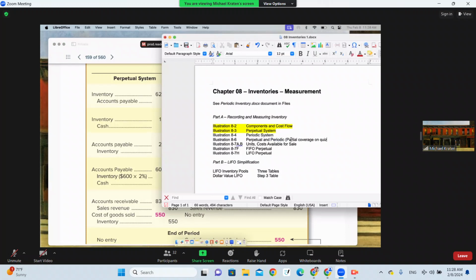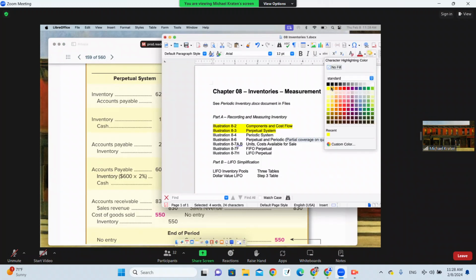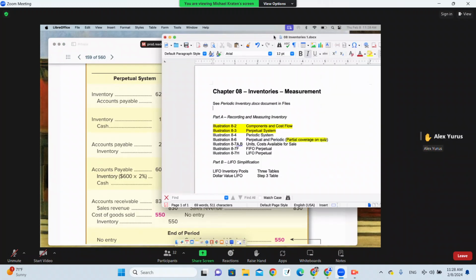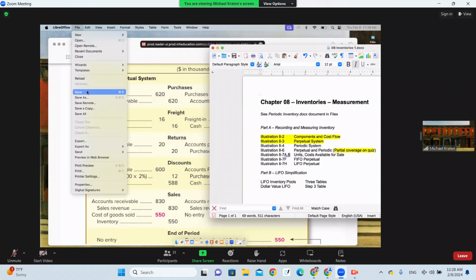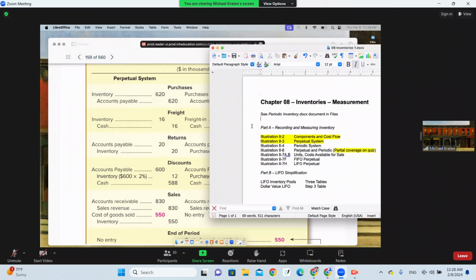Let me simply say partial coverage on quiz, and let me yellow highlight that. I think that would be more accurate. Okay, thank you. Sure. Okay, other questions? Imran, go right ahead.